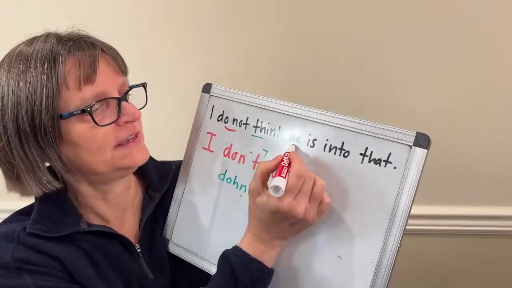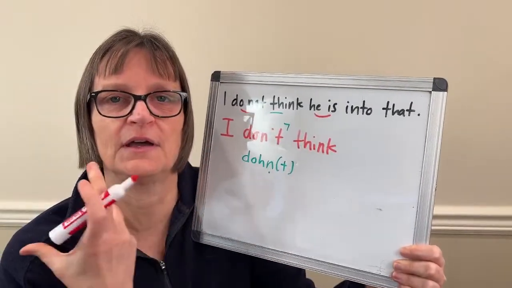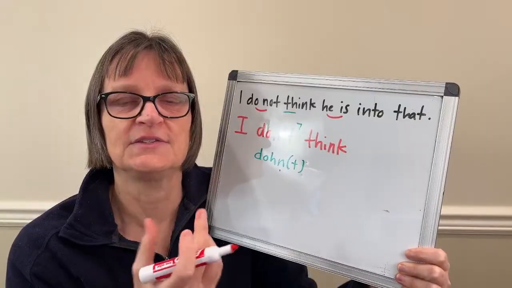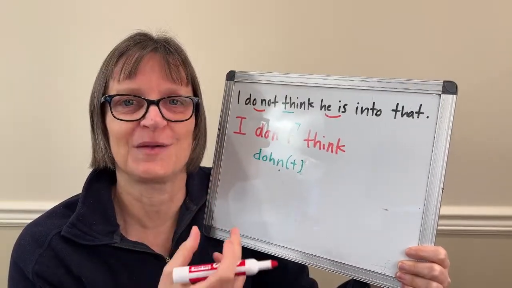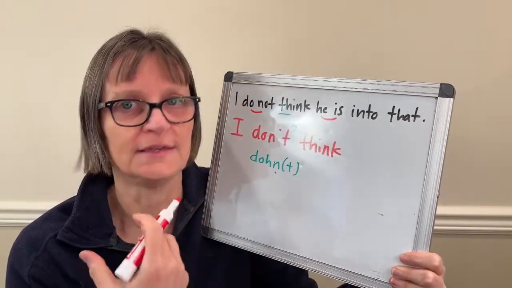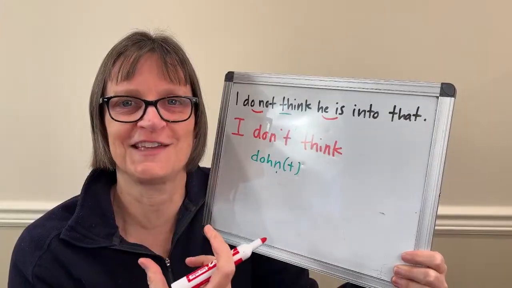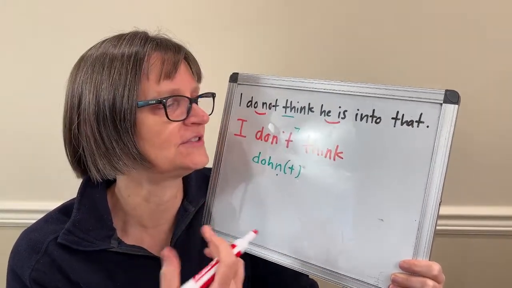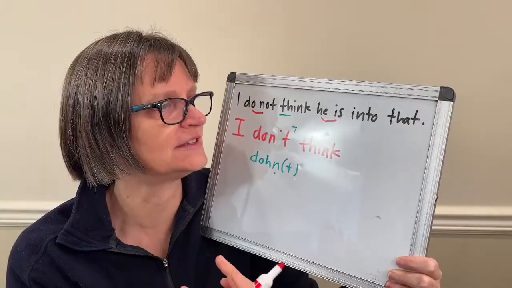But for he is, I will be, again, contracting those. The only time, again, I would use is is if I'm saying it by itself. For example, he is, or he is into that, if I'm emphasizing or stressing the is. Otherwise, we always contract those to he's. I don't think he's into that.